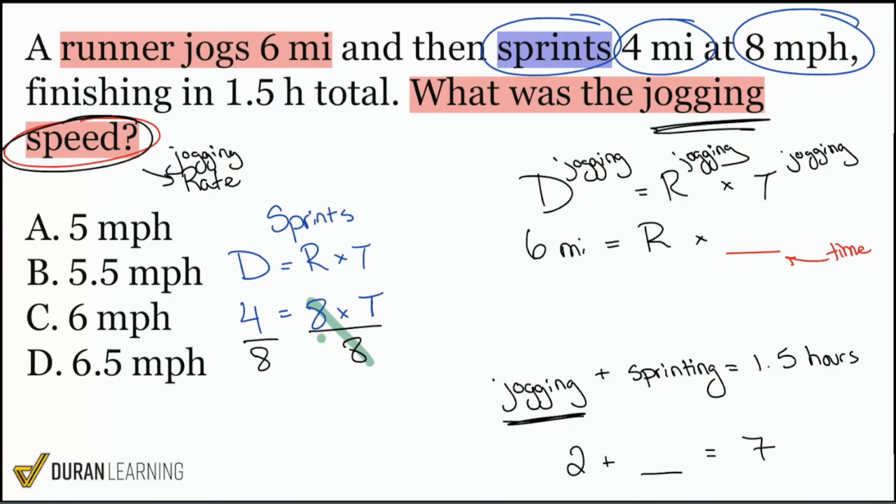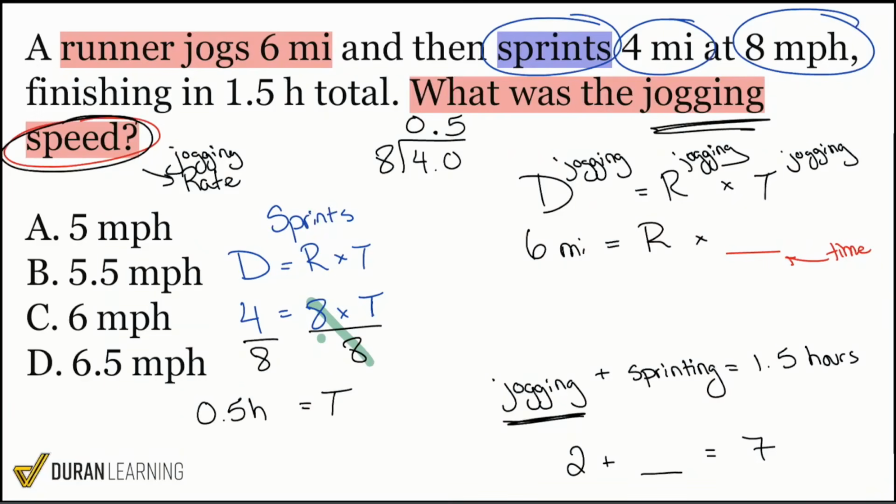But let me show you here with this long division. I'll go ahead and just show you 8 going into 4.0. 8 doesn't go into 4, but 8 goes into 40 5 times. So that is going to be 0.5. All right, that is going to be 0.5. So what we have for the time for the sprints is 0.5 hours.